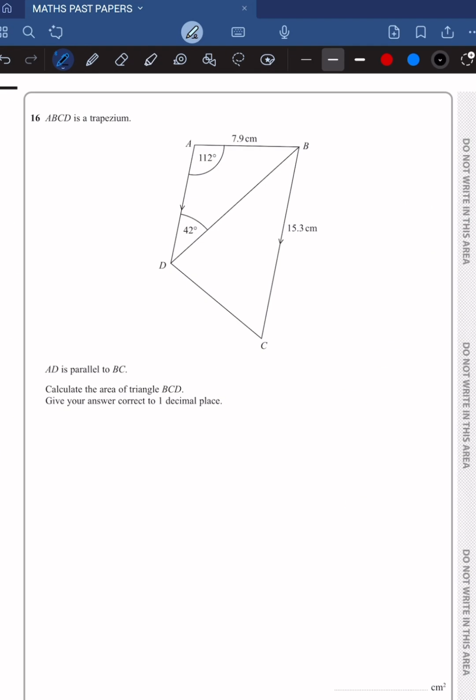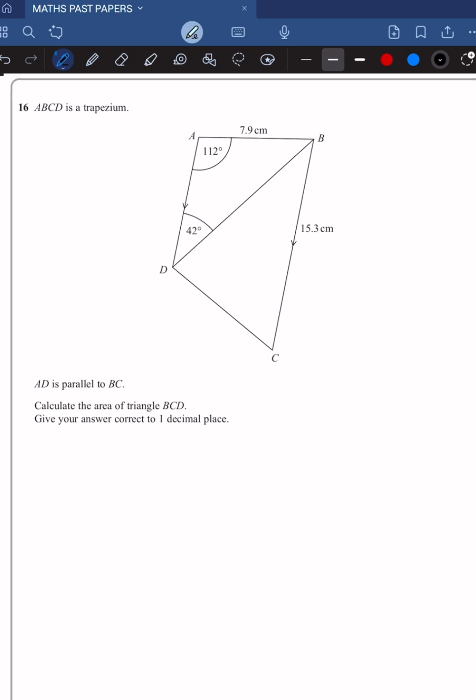So question number 16 now. ABCD is a trapezium. AD is parallel to BC. Calculate the area of triangle BCD. Give your answer to one decimal place. Now, the first thing I can do is fill out this angle. I know that angle ABCD is 180 minus 112 minus 42, which is 26 degrees. So this is 26 degrees.